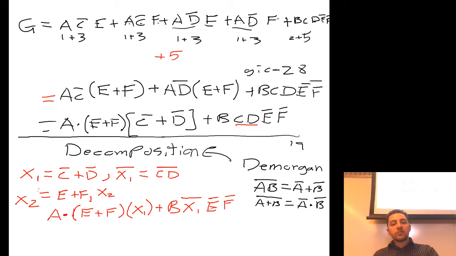What would X2 bar be? Well, if we inverted that, we could apply De Morgan's law, and we'd end up with E bar ANDed with F bar, which we do, in fact, have. So putting this together, we'd have A ANDed with X2, X1, ORed with B, X1 bar, X2 bar.